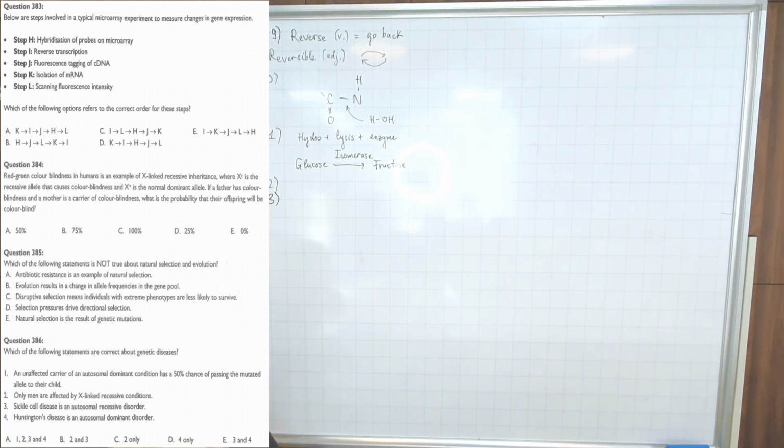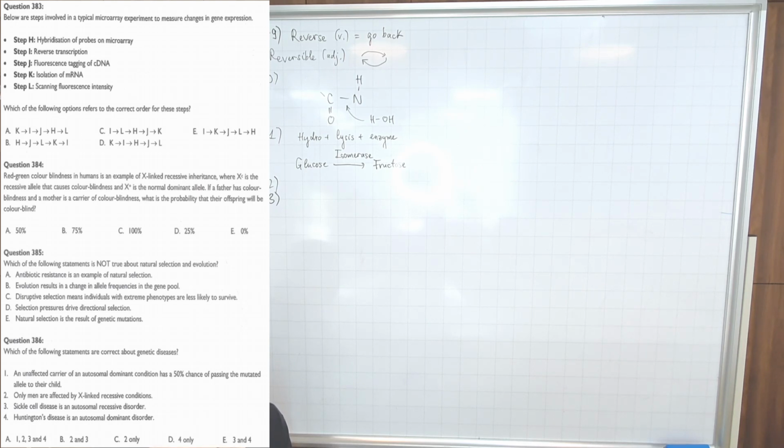Three. Below are steps involved in a typical microarray experiment to measure changes in gene expression. Bên dưới này là những cái bước tham gia vào trong một cái thí nghiệm gọi là microarray, điển hình để đo lường những sự thay đổi về biểu hiện gene expression. Step H. Hybridization of probes on microarray. Lai hóa cái con probes ở trên cái microarray này.